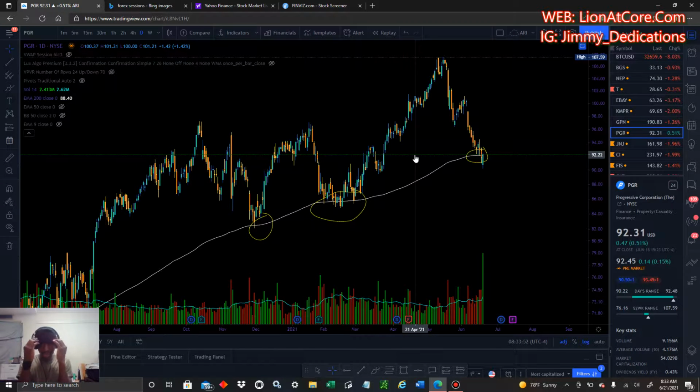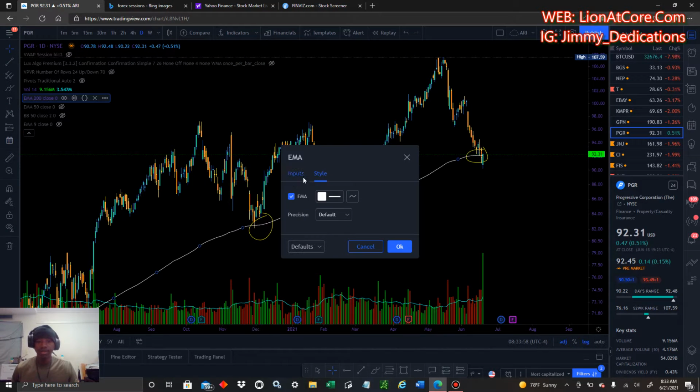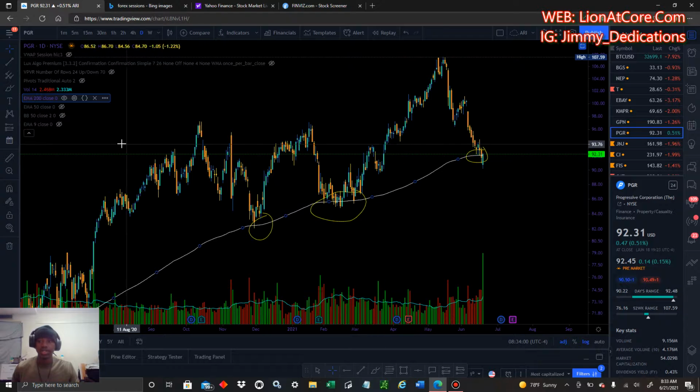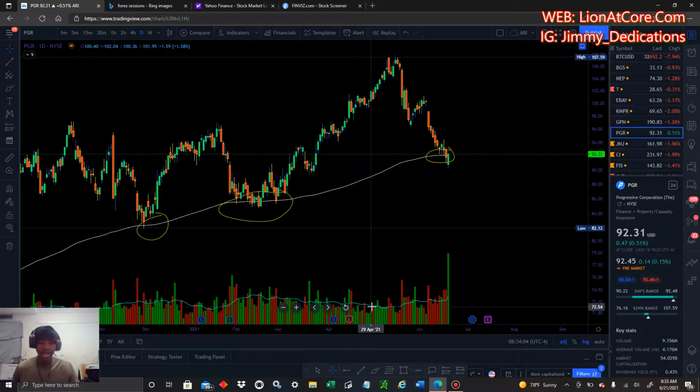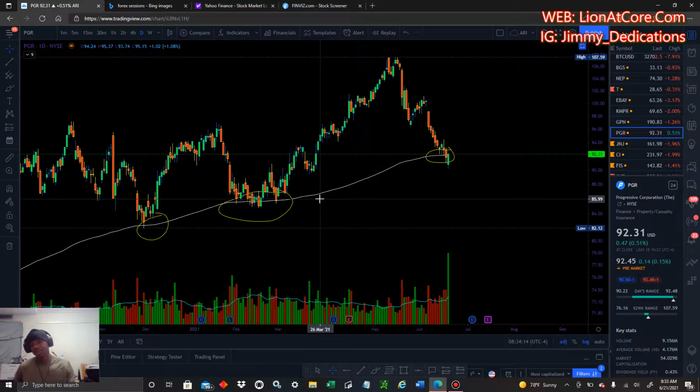So with just looking at this, all we did was add one white line. Clicked up here, we added the EMA, and we put 200. The same way this blue line is the average of the past 14 candles, this white line is the average of the past 200 candles. So the past 200 candles average is this white line.